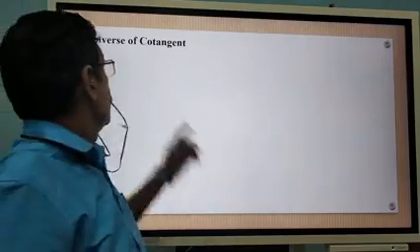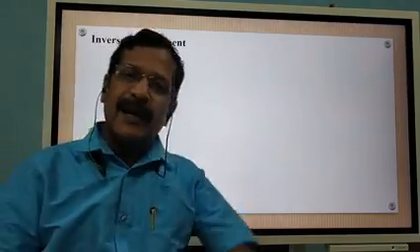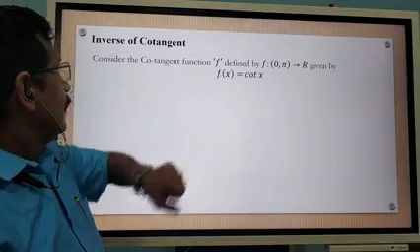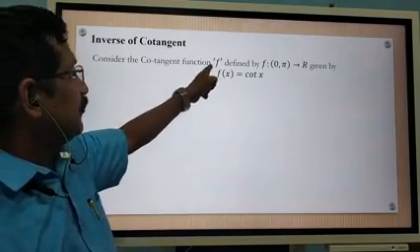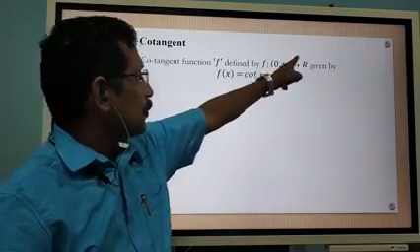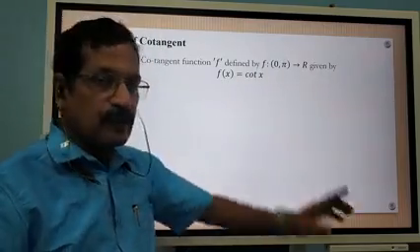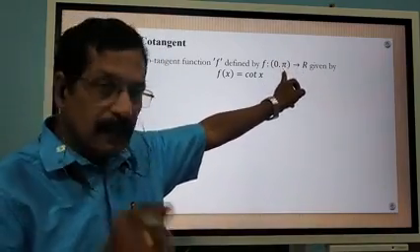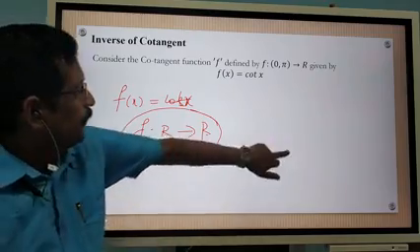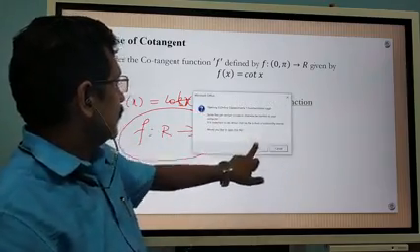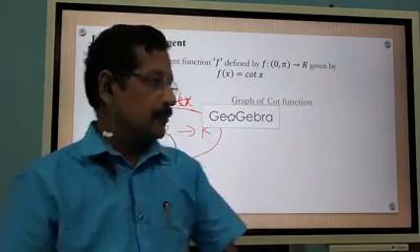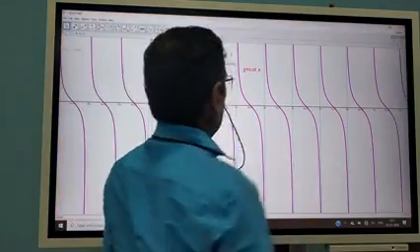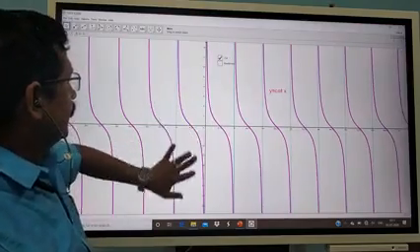Now, let us discuss the inverse of cotangent, otherwise cot. Consider the cotangent function f defined by f from 0 to pi to R given by f of x is equal to cot x. Actually, I have restricted the domain. Consider the graph of the cotangent function. This is the graph of the cotangent function.